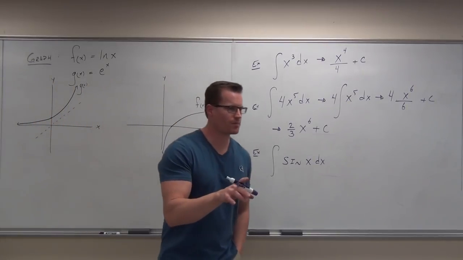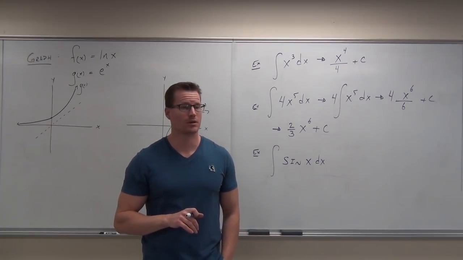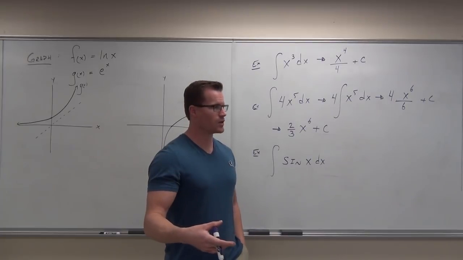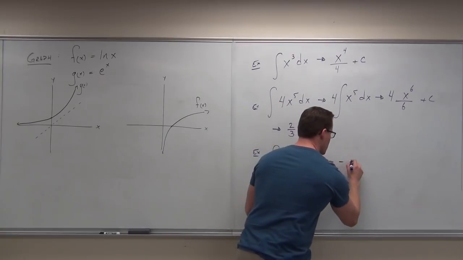Cosine or negative cosine? Negative cosine. Why isn't it positive cosine? Because it was a negative sign. Good. The derivative of cosine is negative sine. So if I'm trying to get a positive sine, the appropriate antiderivative here is negative cosine x.